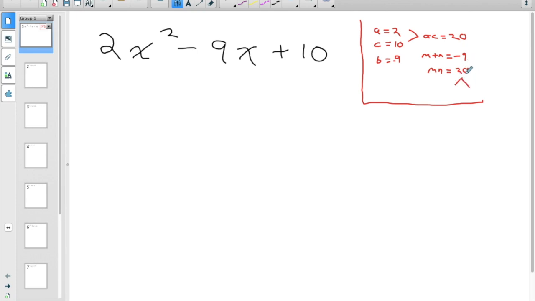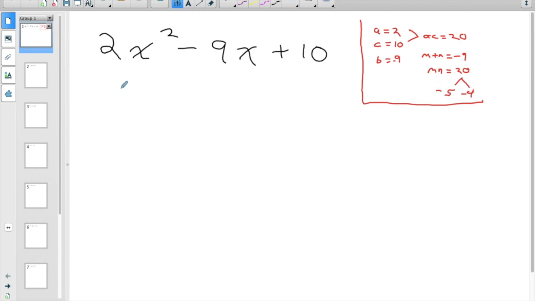And what we have here, 5 and 4 do add to give me 9. If they're both negative, they add to give me negative 9. And they do multiply to give me positive 20. So these are the two numbers that we are working with here.